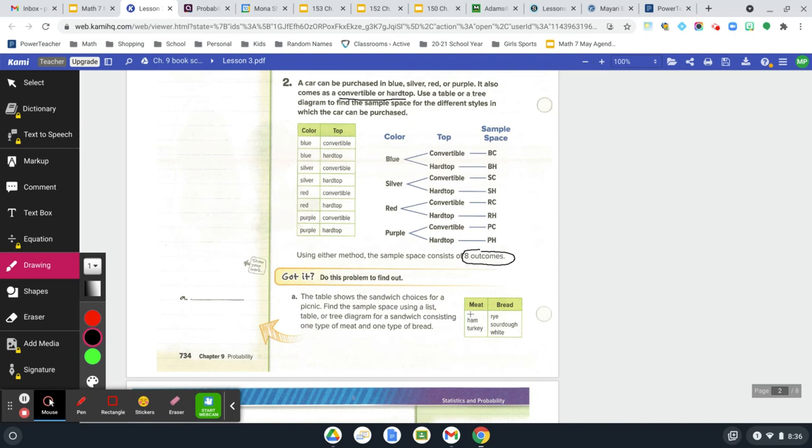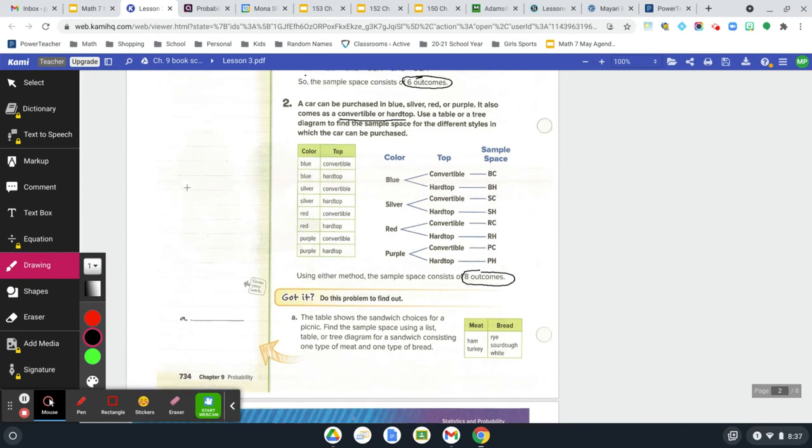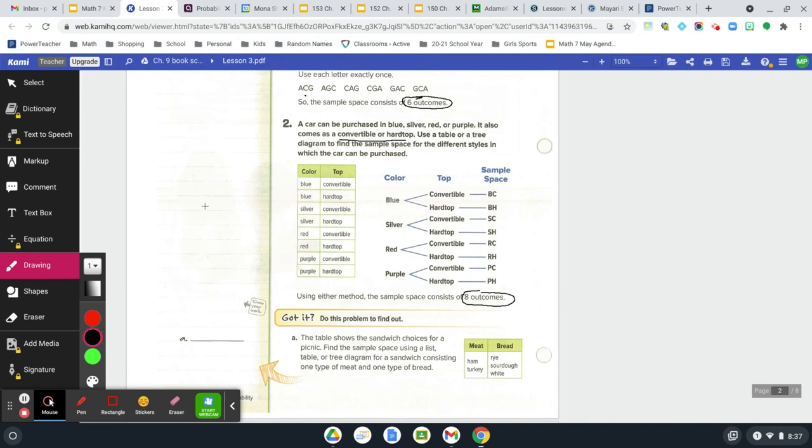So in the table here, you see you have two choices of meat, ham and turkey, and you have 3 choices of bread, rye, sourdough, and white. So I'm going to get you going on learning how to do the tree diagrams. We're going to use this green note space on the left here to start drawing this out.